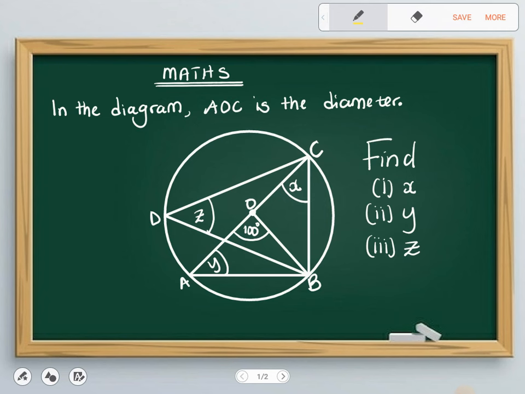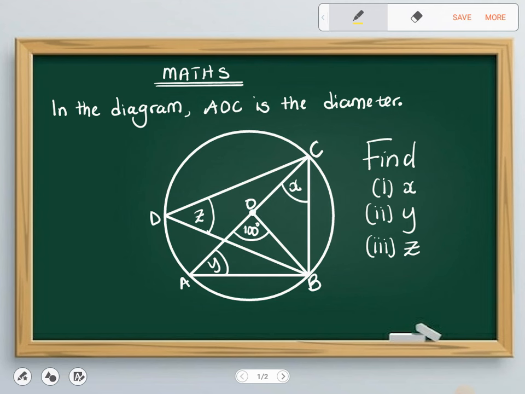How do we find x? First, we start with x. How can we find x? Well, first, one thing I would want you to recognize is this: OBC is a triangle. And remember, line OC is coming from the center. Even line OB is coming from the center. That means OB and OC, they are the same.